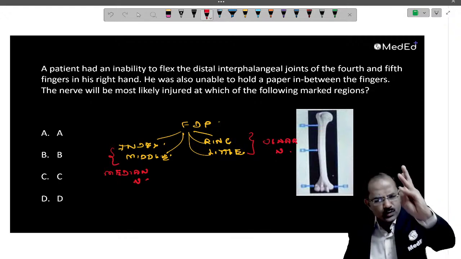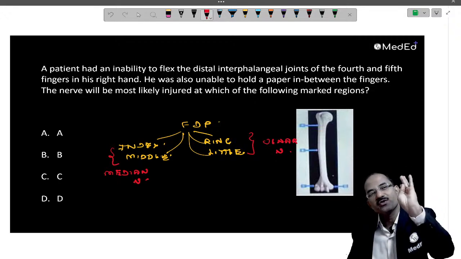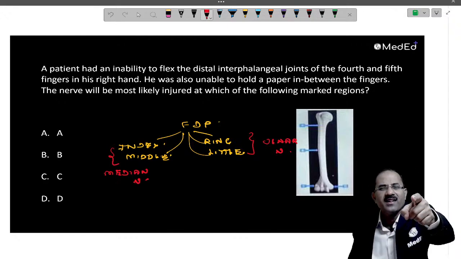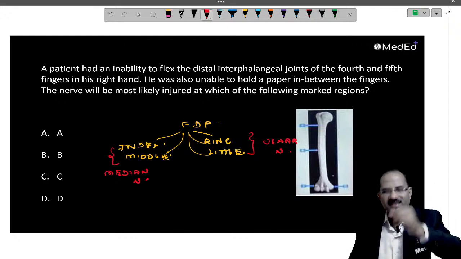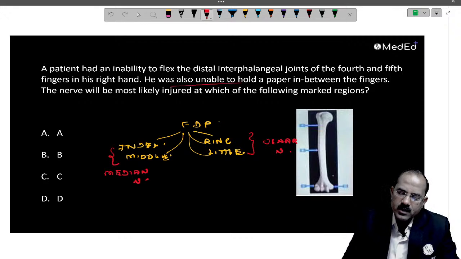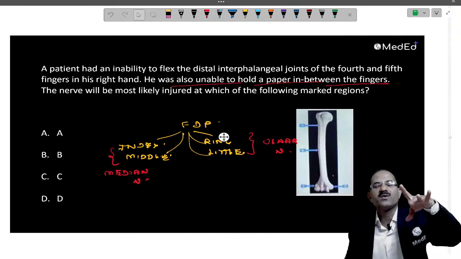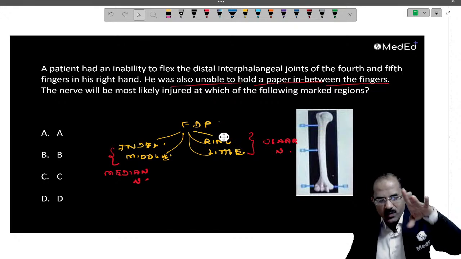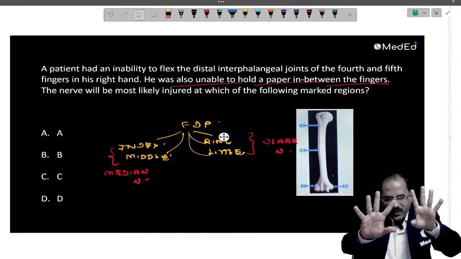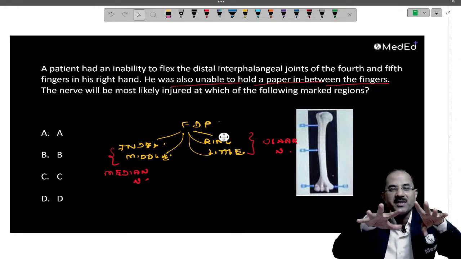That means for the last two digits, flexor digitorum profundus is going to flex the distal phalanges. The nerve is ulnar nerve, so ulnar nerve is injured, right? He's also unable to hold a piece of paper between the fingers. Now, what is this? Holding a piece of paper between the fingers. This is adduction of fingers, and this is known as the paper test.